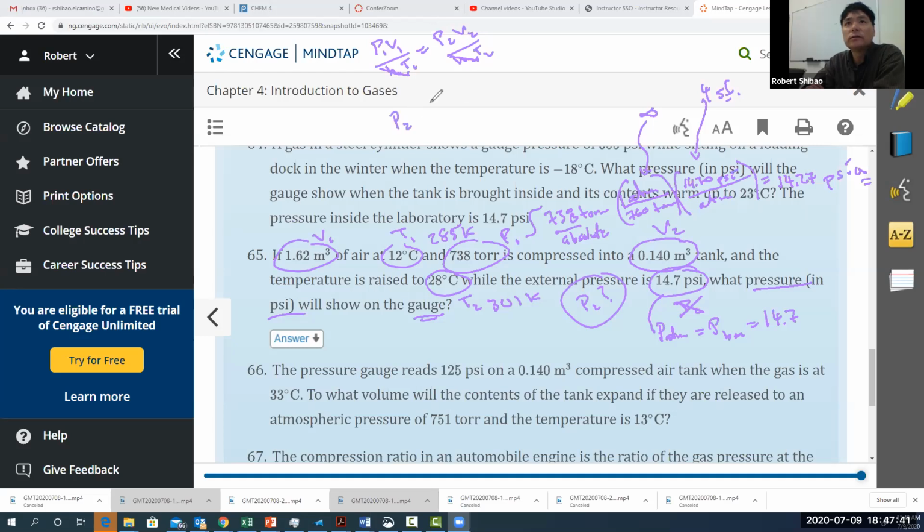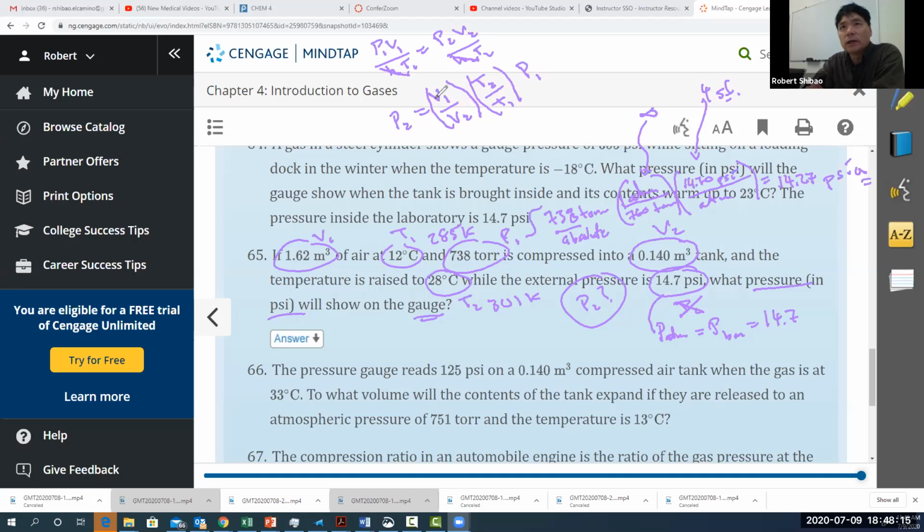Solving this for P2, I'm going to do this in terms of fractions. P2 is equal to V1 divided by V2, so this fraction has 1 on top, 2 on the bottom. That's the volume fraction. Then I'm going to look at the temperature fraction. Temperature is going to have T2 on top and T1 on the bottom, and then multiplied by P1.